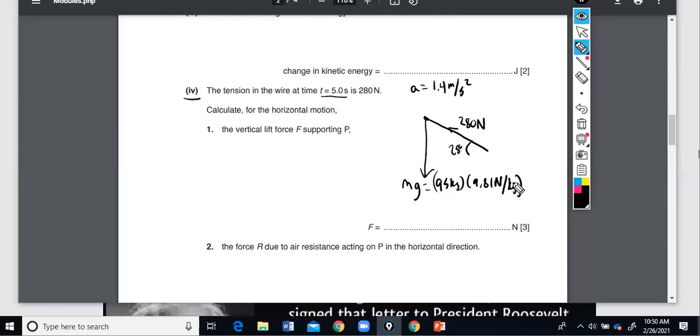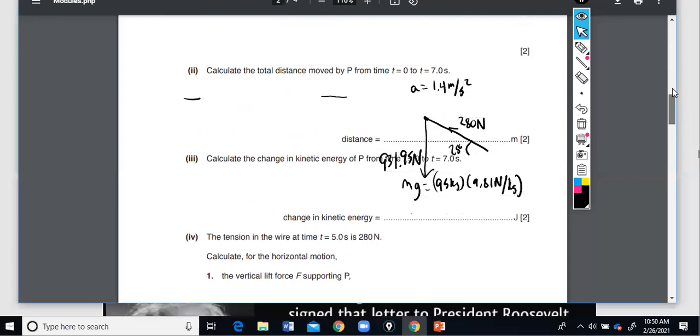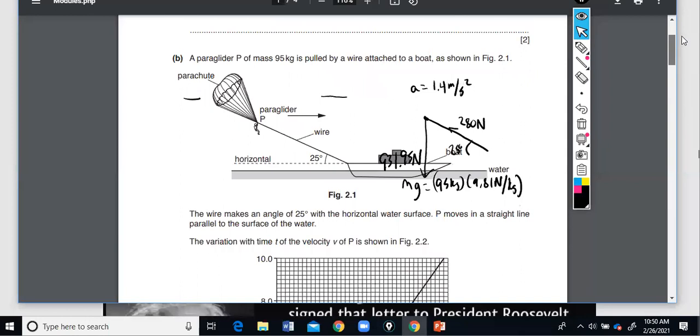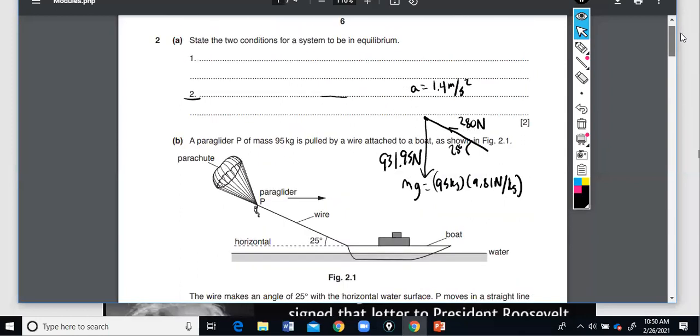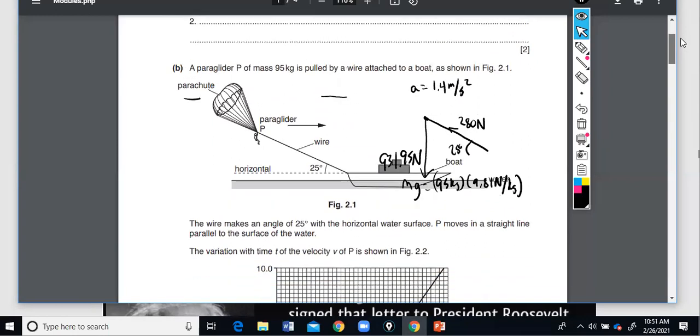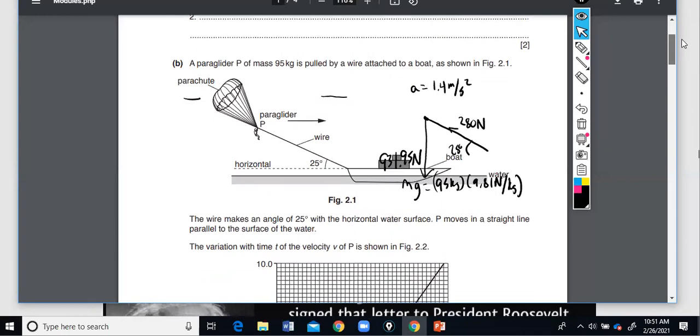So 95 times 9.81 would give you a weight of 931.95 newtons. And the ups have got to equal the downs, okay? Let's read through this very carefully and make sure we've got permission here. It says, State two conditions to be in equilibrium. A paraglider of mass 95 is pulled by a wire attached to a boat as shown. The wire makes an angle of 25 with the horizontal water surface. P moves in a straight line parallel to the surface of the water.